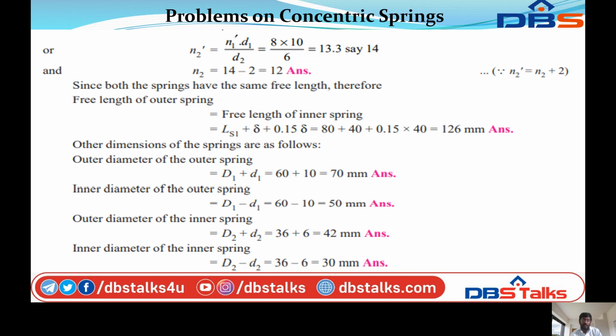Outer diameters of the springs are as follows. Outer diameter of the outer spring is equal to capital D1 plus small d1, that is equal to 60 plus 10, that is equal to 70 mm. Inner diameter of the outer spring is equal to capital D1 minus small d1, that is equal to 60 minus 10 is equal to 50 mm. Outer diameter of the inner spring is equal to capital D2 plus small d2 is equal to 36 plus 6 equal to 42 mm. So inner diameter of the inner spring is equal to capital D2 minus small d2 is equal to 36 minus 6, that is equal to 30 mm. So this is the problem.